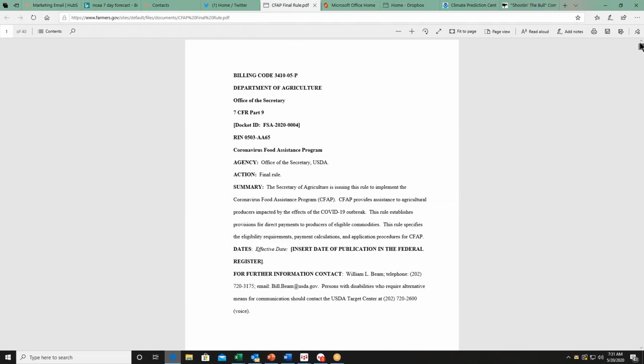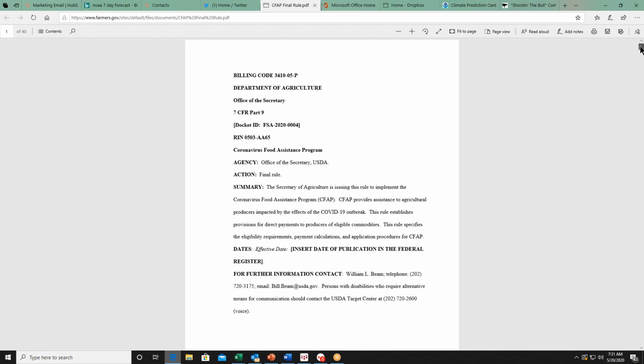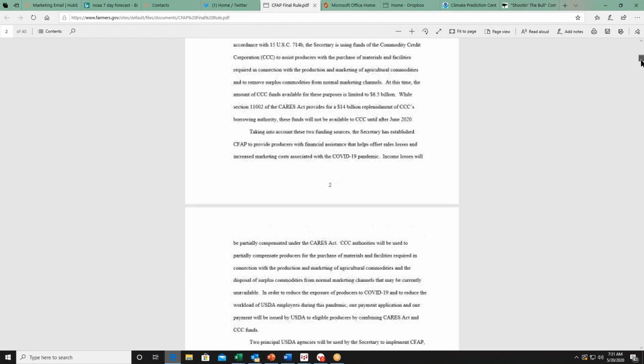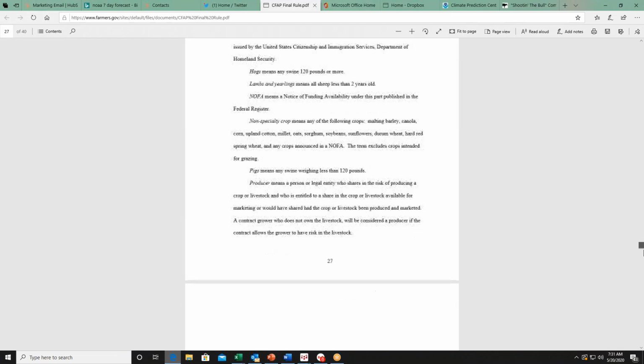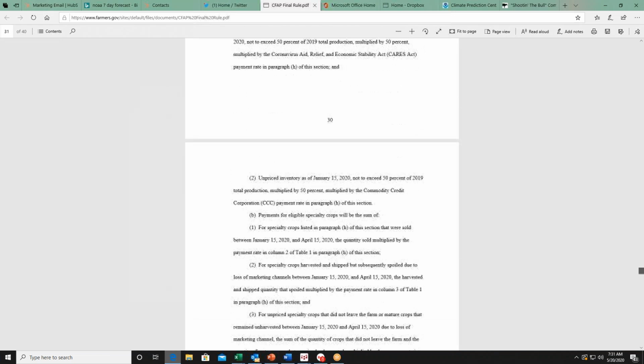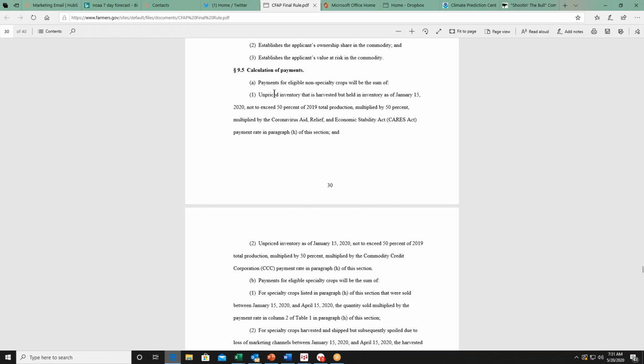As a lot of you know, what they taught us in law school is don't think great thoughts, read the statute. So this morning I went through and read every word of this stupid thing, and it comes down to 2 paragraphs on page 30 that matter. Right here, it's this simple. Unpriced inventory. Everybody's reading this, and there are lots of different interpretations. I'm reading that you get paid on half of your bushels from last year. I'm reading different things. Here's what the rule says.